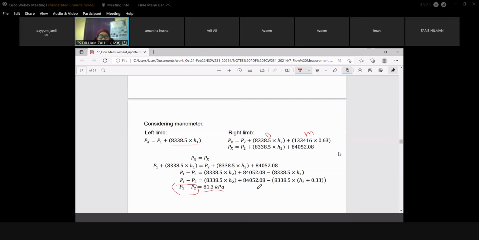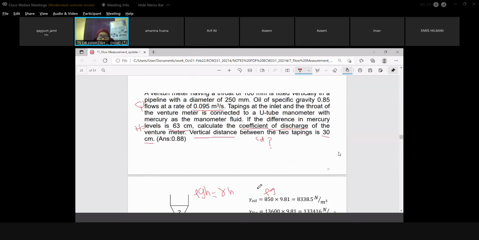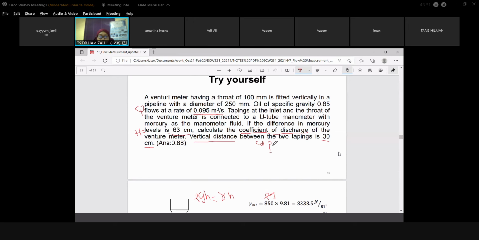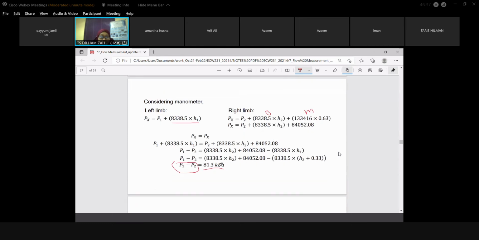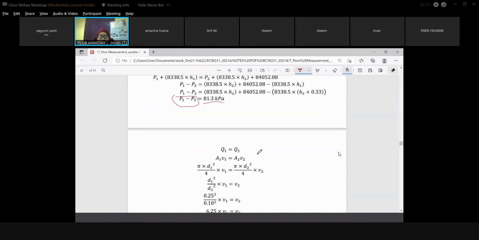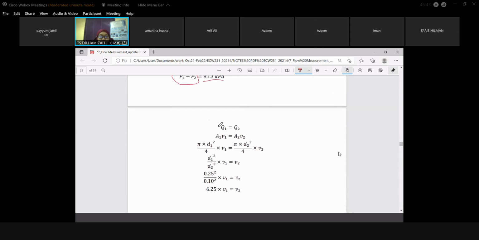Okay, tadi soalan dia tanya CD kan? So CD, of course you need to follow with Bernoulli equations and also continuity equation. Ni baru cari pressure, belum masuk pressure energy. So before that, we can use the Q dulu, continuity equations, to find the V2.